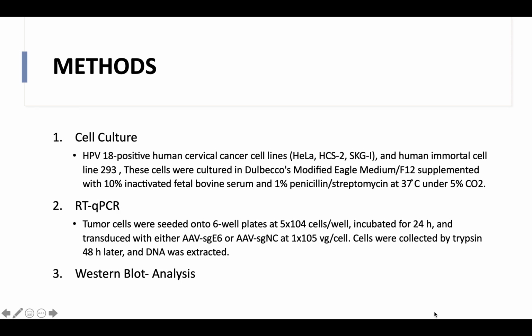Tumor cells were seeded on 6 well plates at 5 times 10 to the 4th cells per well, incubated for 24 hours, and transduced with either AAV SGE6 or AAV SGNC, which is known as a negative control, which would have nothing on it. Cells were collected by trypsin 48 hours later, and DNA was extracted. qPCR was performed according to the protocol using the thermal cycler DICE real-time system. The PCR was carried out using 40 cycles of heating at 95 degrees Celsius for 15 seconds, 58 degrees Celsius for 15 seconds, and 72 degrees Celsius for 20 seconds.